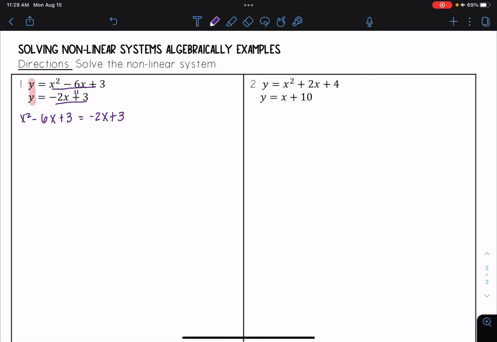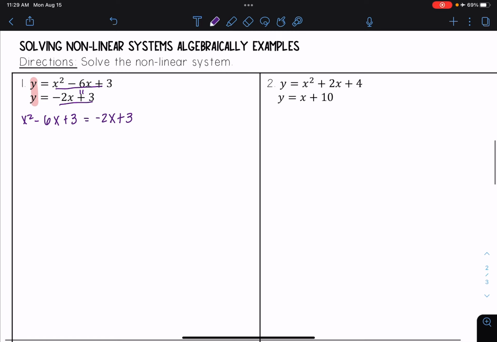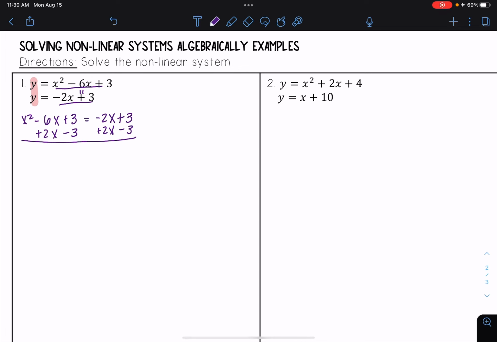I know for any quadratic, I want it to be in standard form. So I need all of my terms on one side. So I'm going to add 2x and subtract 3 from both sides. So when I do that, I get x squared, negative 6x plus 2x, I get negative 4x. 3 minus 3 is just 0, so I end up with x squared minus 4x is equal to 0.